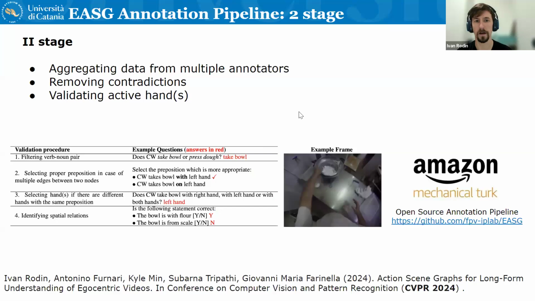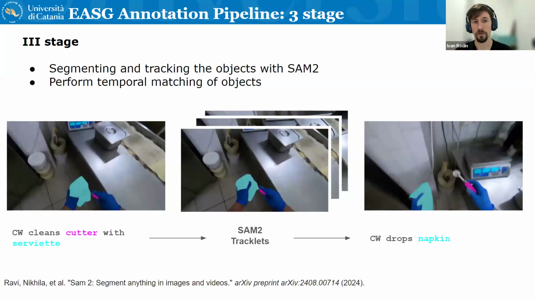The second stage consists of aggregating data from multiple annotators, basically combining all of their annotations into one graph. At this stage, we remove contradictions and we validate the hands with active hands, so the hands which manipulate the objects. And then there is the third stage, which we do with the SAM2 model. On this stage, we segment and track objects with SAM2, and we perform the temporal matching of the objects on the adjacent temporal realizations of the graph. This stage is really important if we want to have temporal consistency of the dataset.